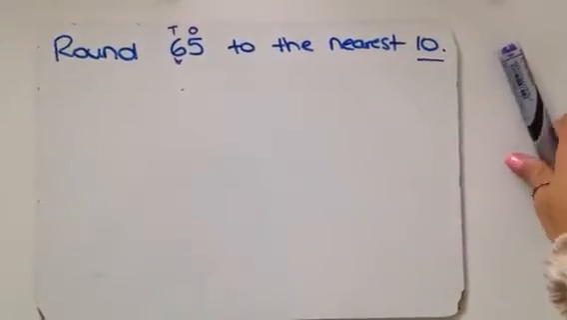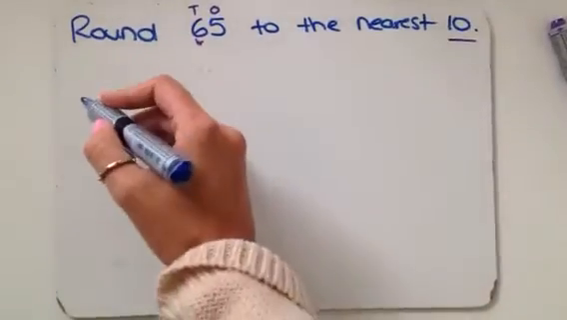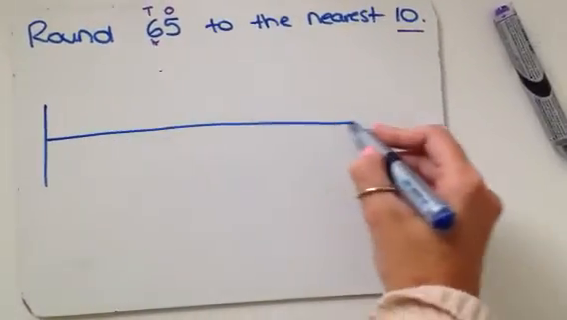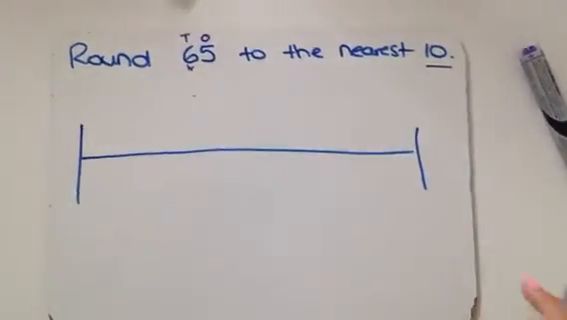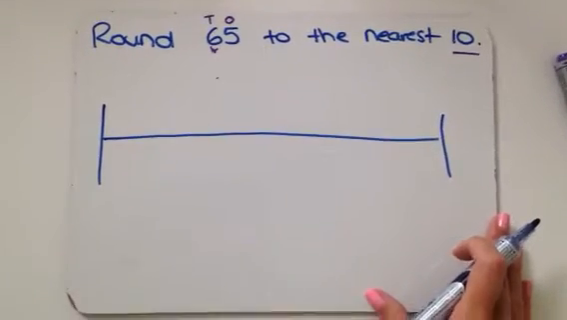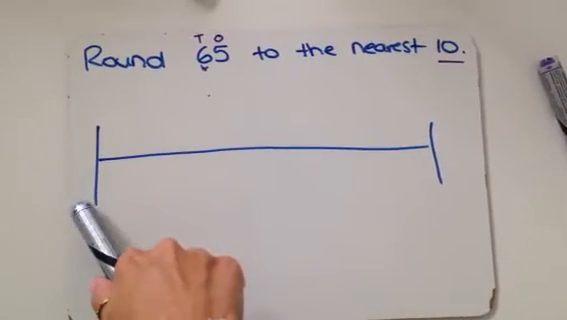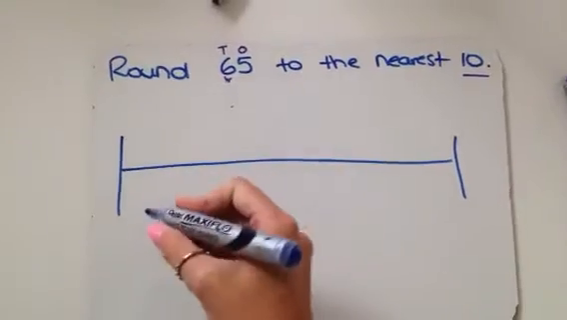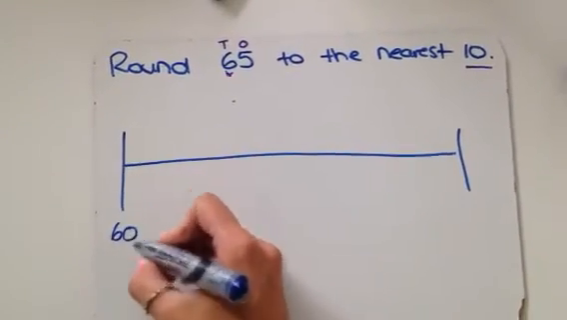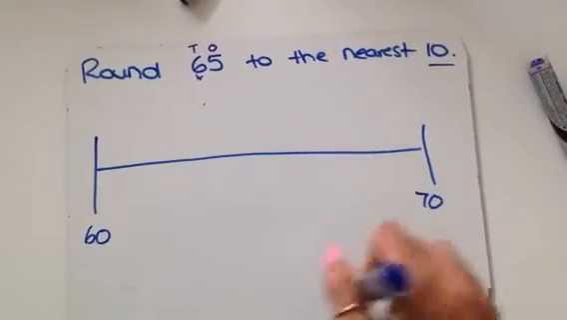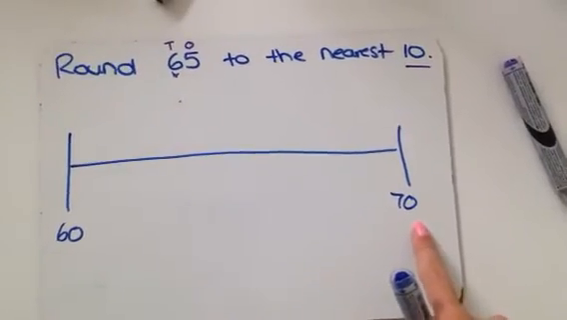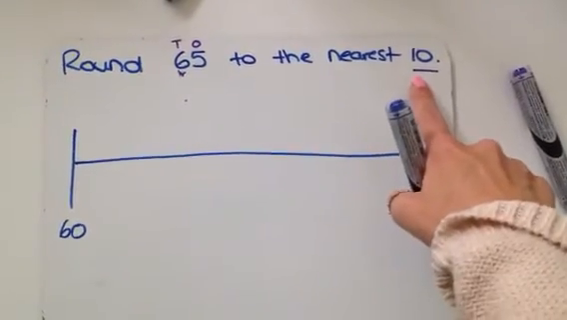The next thing I make scholars do is to draw a number line. For some scholars it's not necessary, but it generally tends to help scholars who are struggling. And this number line basically represents from 60 all the way to 70. The reason it's from 60 to 70 is because we are rounding to the nearest 10.